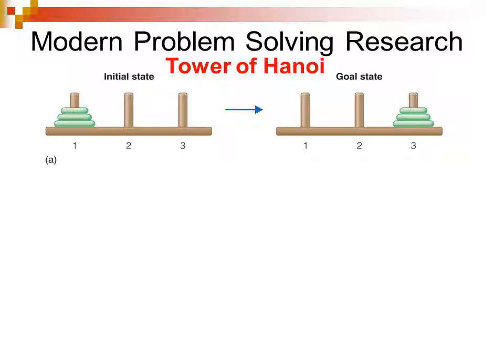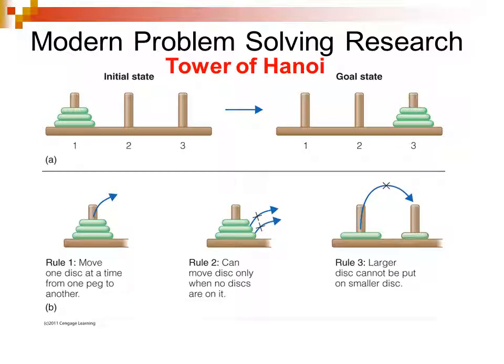Now, you can't just move all 3 disks at once because of the operators or rules of the problem, which are the following. Rule 1 is that you can move 1 disk at a time from one peg to another. Rule 2 is that you can only move a disk when there are no disks above it. And rule 3 is that a larger disk can never be placed on top of a smaller disk. And so, how do you get the disks from the initial state to the goal state if you can't move all of them at once? Well, the answer is you have to go through the intermediate states.